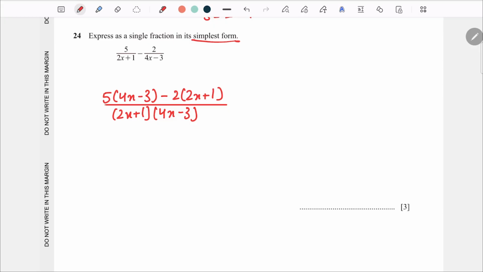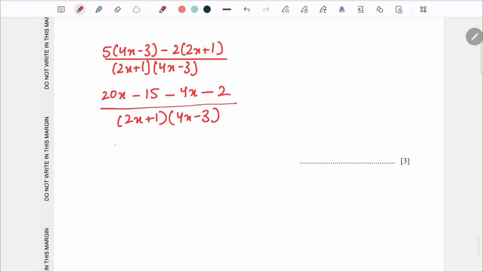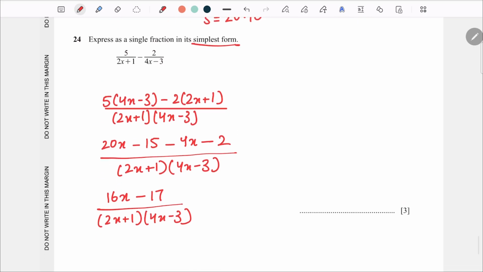Then we open both the brackets. 5 into 4 is 20x minus 5 into 3 is 15. 2 into 4 is 4x. Because there is a minus sign outside the bracket, the positive sign inside the bracket will become negative. When we subtract 20x and 4x, we'll be getting 16x, and minus 15 minus 2 will become minus 17. This will be the simplest form.